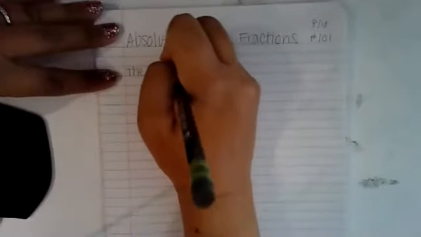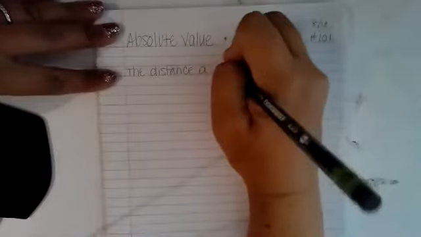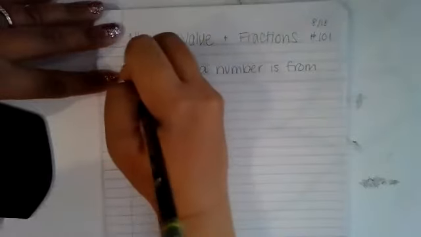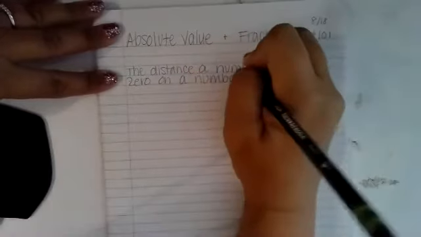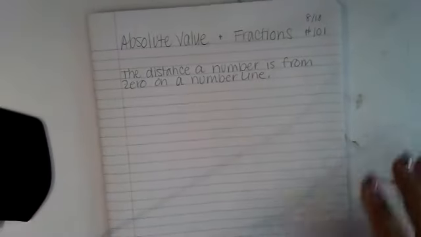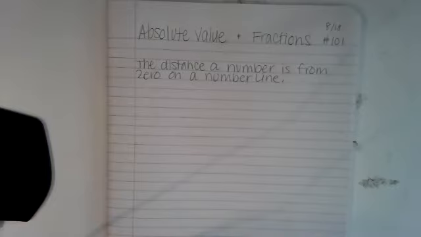The first thing we need to remember is what is absolute value. So absolute value is the distance a number is from 0 on a number line. So I want to remind you guys that we cannot travel a negative distance, therefore absolute value can never be negative.